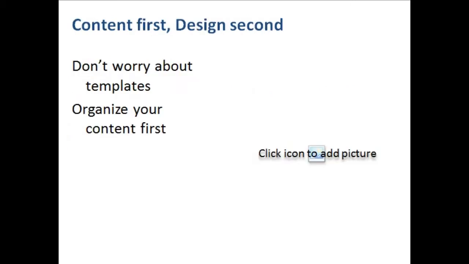Okay, so you've probably noticed that I still have these click icon to add picture options here on the screen. That means I haven't done anything to this presentation. It's totally blank, and that's fine. All I'm going to do is add all of the content first and then design second. So don't worry about your template when you're first starting. The most important thing is to get your content down first, and then you can go back and use this Visual B tool and add a design in just seconds, really. So leave the design for last.